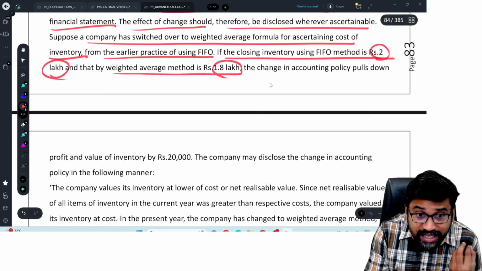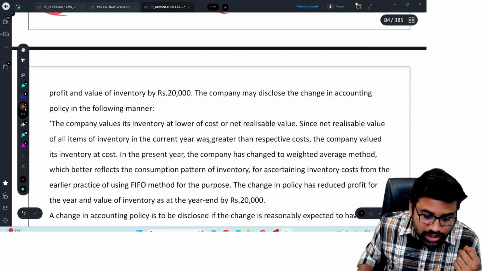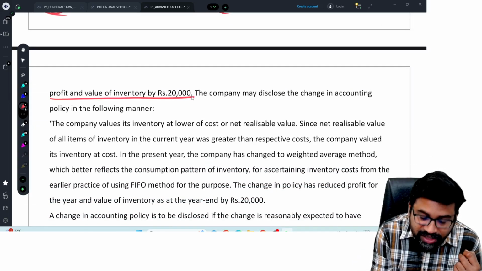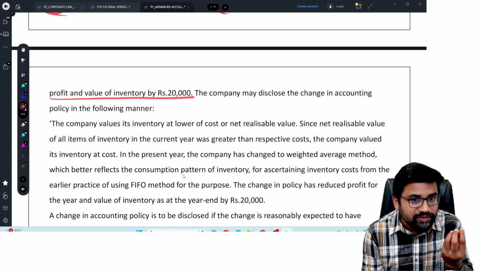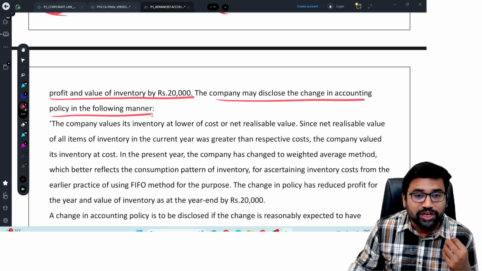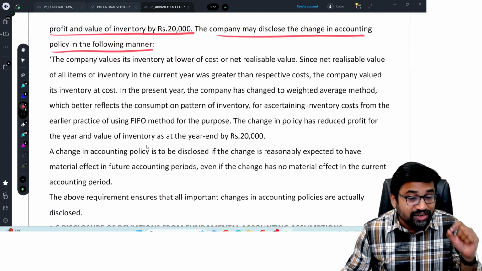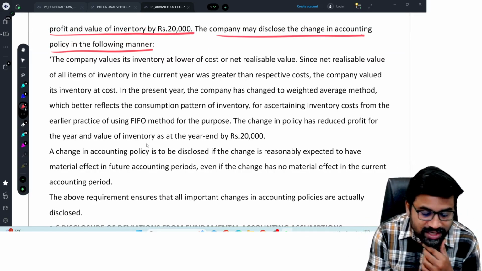Okay, that means there is a decrease of inventory by 20,000. The change in accounting policy pulls down profit and value of inventory by 20,000. Okay, definitely when the closing inventory is decreased, our profit will also decrease. The company may disclose the change in the accounting policy in the following manner. See, now Accounting Standard 1 says there is a change in accounting policy. Now how are you going to make a disclosure? See here.